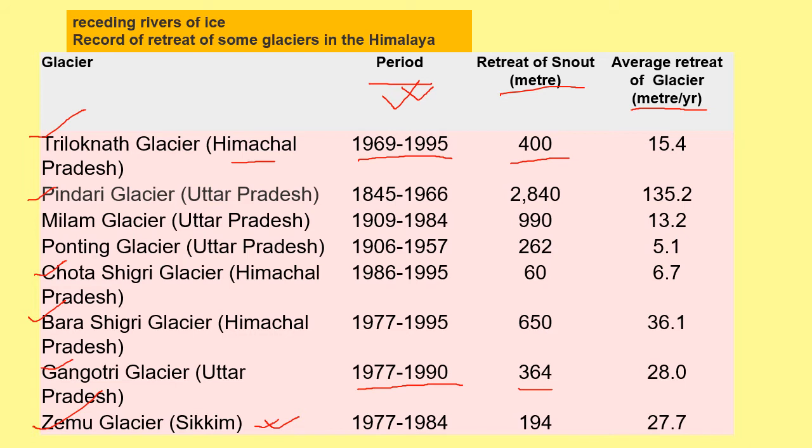What is the consequence of retreatment of Himalayan glacier? Obviously, there is a negative consequence, and it will change the surface runoff pattern of the Indian rivers, which are fed by the Himalayan mountain system or Himalayan glaciers. And the second obvious consequence is the change in the storage of fresh water in the form of ice.